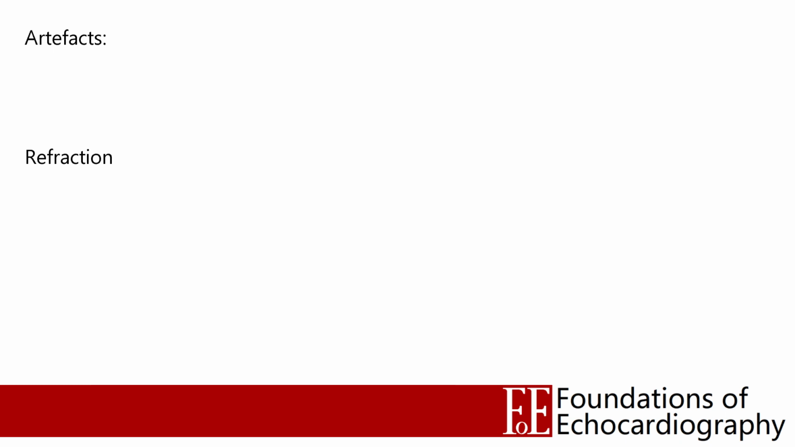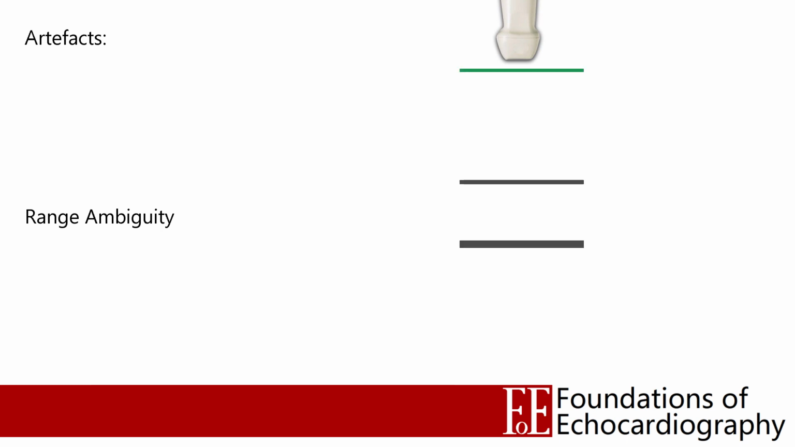A second example of when an artifact can cause an image to be displayed on the screen when the structure is not really there is caused by a phenomenon called range ambiguity. Range ambiguity is the reason why we sometimes see a mirror image displayed behind a highly reflective surface. So getting your head around why range ambiguity occurs can be a little bit challenging, so let's consider an example, talk through it with some numbers and see if we can make it make sense.